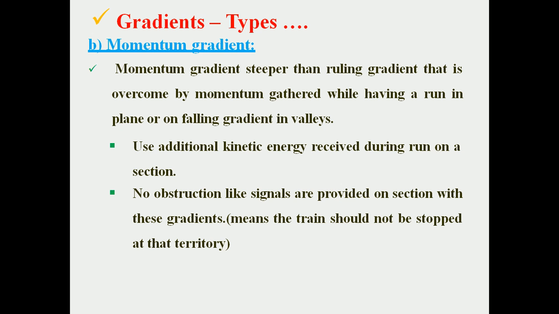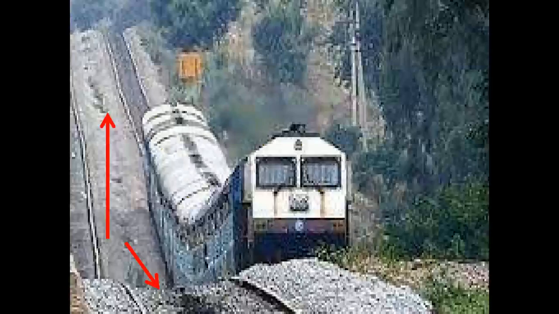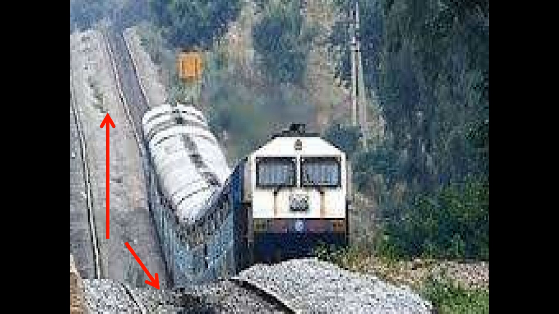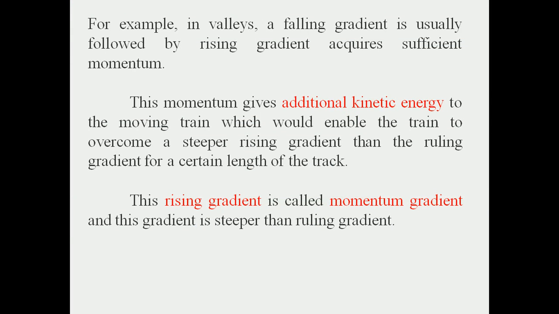Then comes your momentum gradient. Momentum gradient is steeper than ruling gradient. That is to overcome the momentum gathered while having a run in plane or falling gradient. We will take an example. These are the 2 examples in which this train is going. This is a falling gradient. Due to falling gradient, there is a kinetic energy gathered. That energy is used for the moving train to enable the train to overcome steeper rising gradient than the ruling gradient. So this rising gradient is nothing but your momentum gradient.